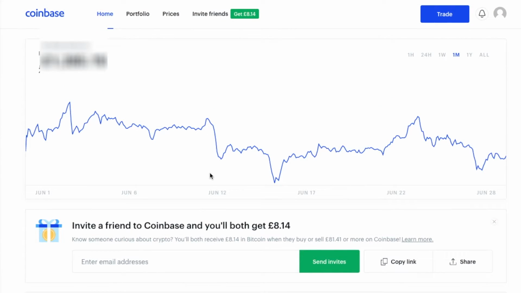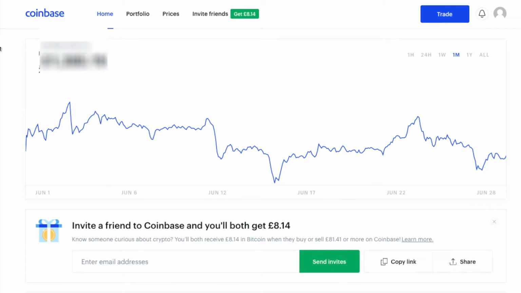Okay guys, now this is Coinbase, the platform that I use to hold cryptocurrencies for the long term. I won't be going through the sign up process. I think that's self-explanatory, and you could easily do that yourself.